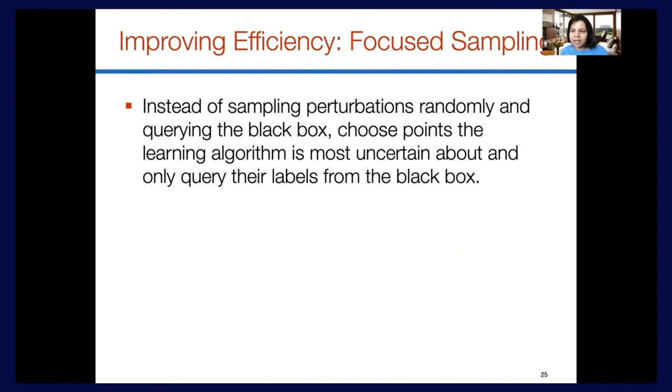So instead of randomly sampling, of course, at the first iteration you still randomly sample and then you learn a LIME explanation. Then using this, you actually know which perturbations this explanation is most uncertain about. Now you can only sample perturbations and only query the model for labels of those perturbations on which it is most uncertain, right? So this is the typical uncertainty sampling used in active learning that we are using here in order to improve the efficiency of generating explanations, okay?